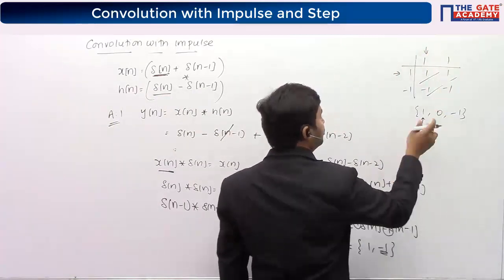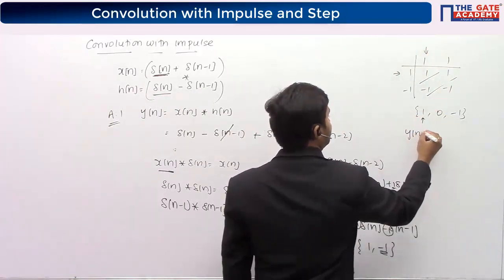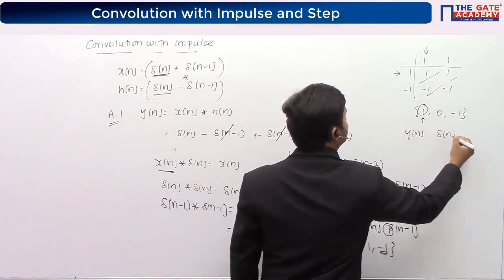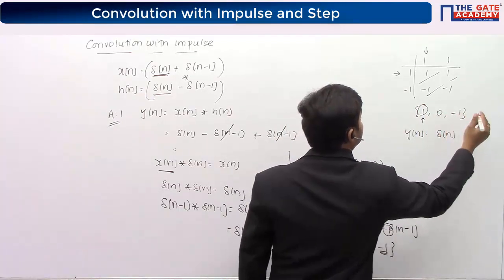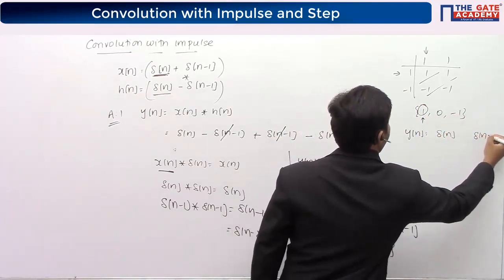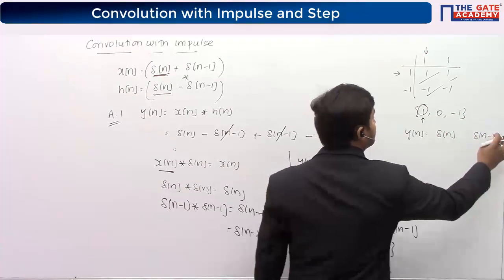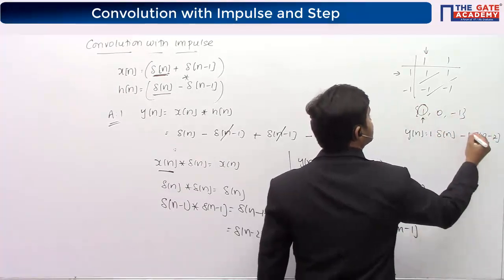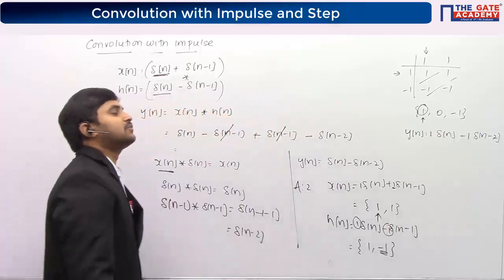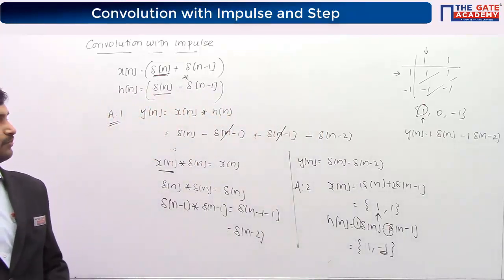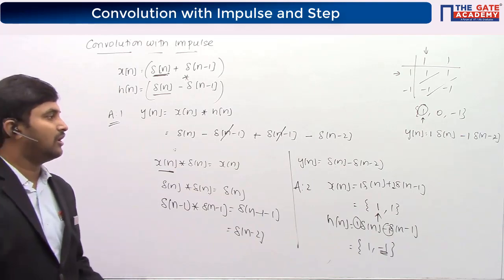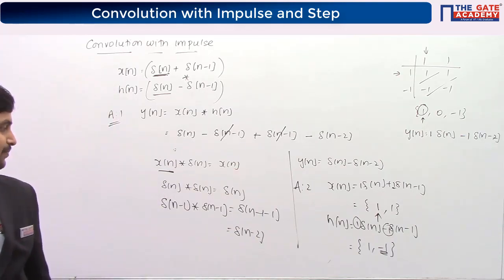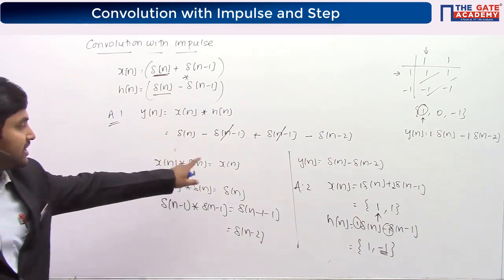Right? So if you want to write this particular function, I can write it as 1 at n equal to 0, and again at n equal to 2 there is a non-zero sample, with the value equal to minus 1 here. So y of n is equal to del of n minus del of n minus 2. So the answer is option A, of course. That is what we got even in this particular case.